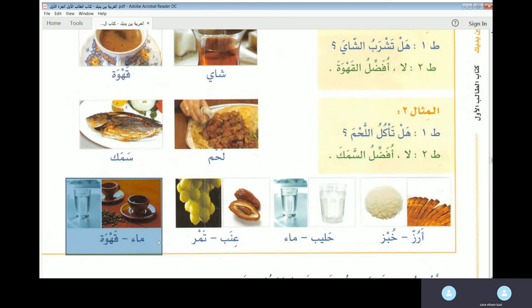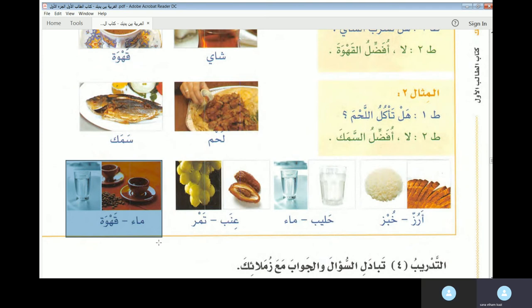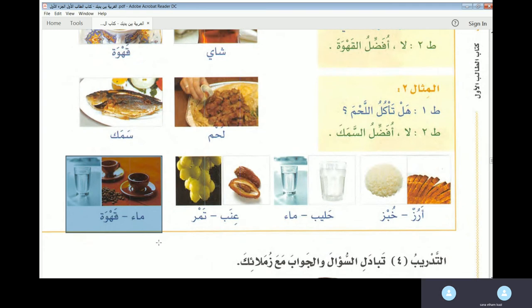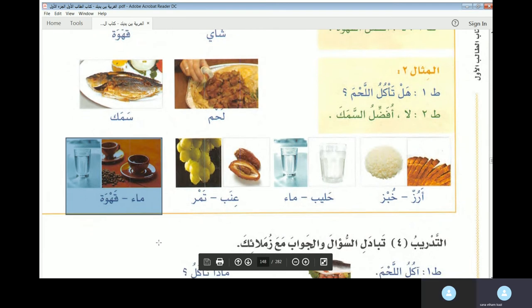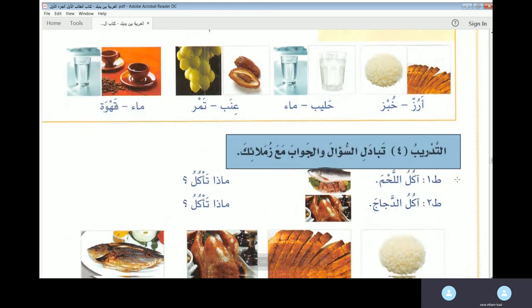Okay. But here it's not eating, right? Here it's drinking. Oh, hal tashrabu. Hal tashrabul ma? Do you drink water? La ufazzalil khahwa. No, I prefer coffee.